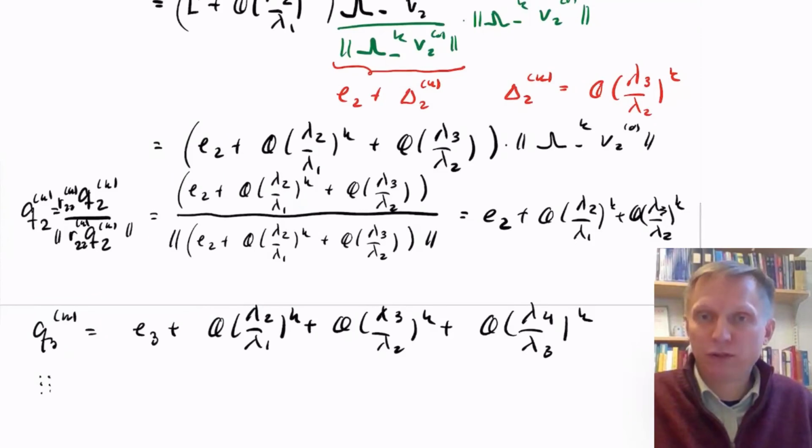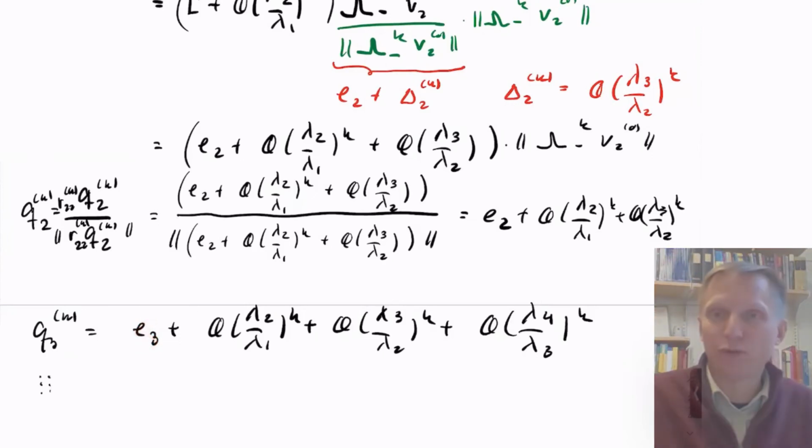By this we have shown that the Q matrix approaches the identity, these unit vectors, which are the eigenvectors of our original matrix.